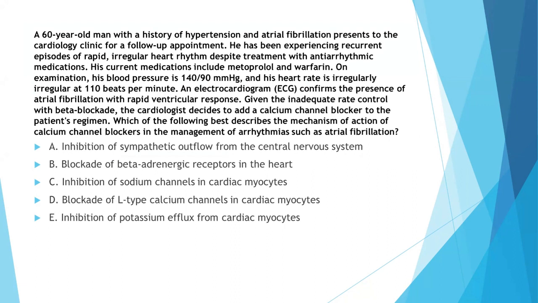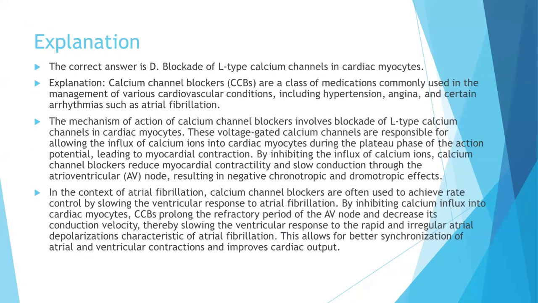So the options are inhibition of sympathetic outflow from the central nervous system, blockade of beta adrenergic receptors in the heart, inhibition of sodium channels in cardiac myocytes, blockade of L-type calcium channels in cardiac myocytes, inhibition of potassium efflux from cardiac myocytes. So you all know the answer. That is blockade of L-type calcium channels in cardiac myocytes.